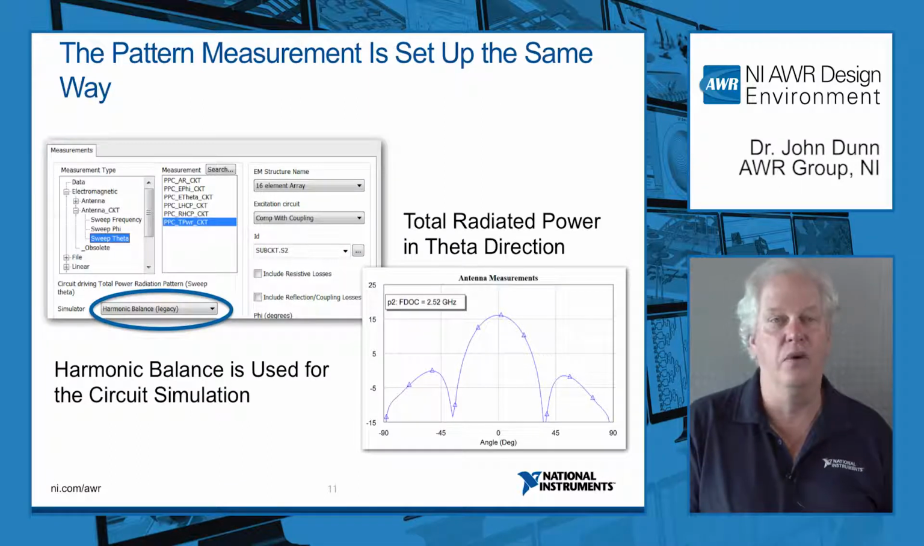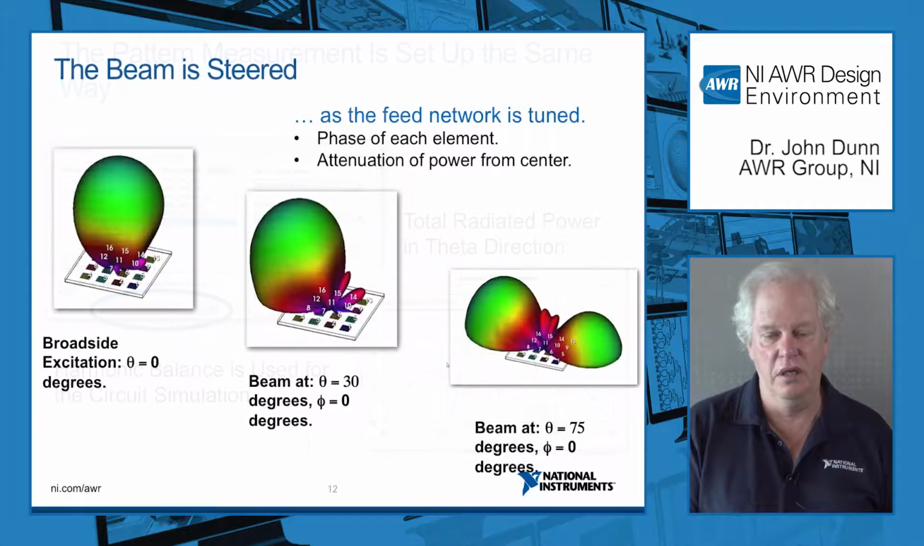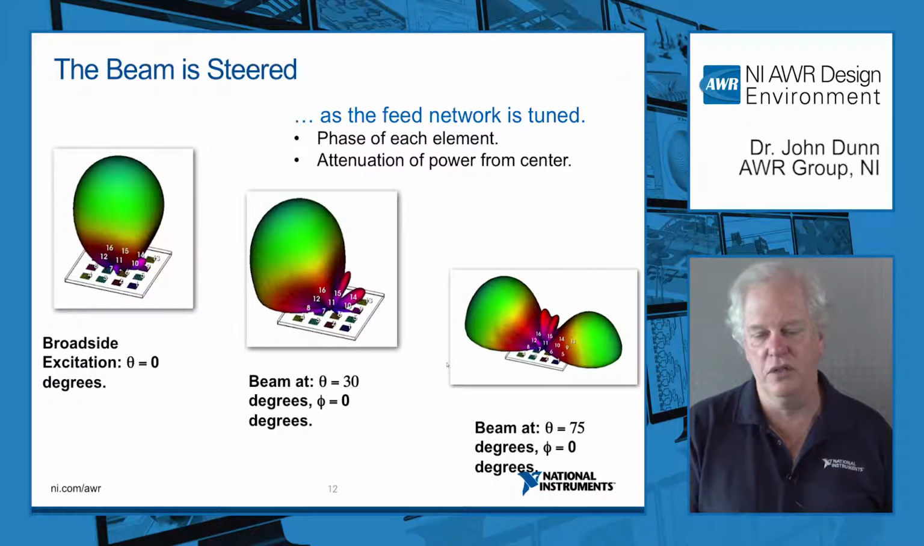And then the graph on the right, you can actually literally see the power coming out of the antenna, again with the power amps included. Couple nice pictures here for you. You can see that the beam, of course, is steered as we change the phase of the various elements, as we change the attenuation.